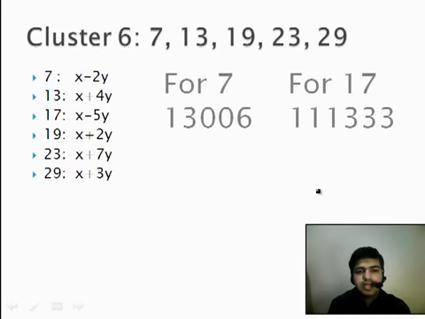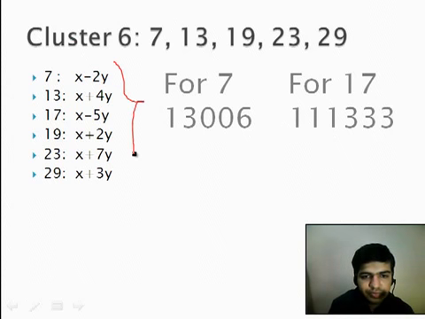The next cluster that comes is 7, 13, 19, 23 and 29. These divisibility tests are very unique in nature, in the sense, let me directly take an example and then we'll come back to the rules of other numbers.